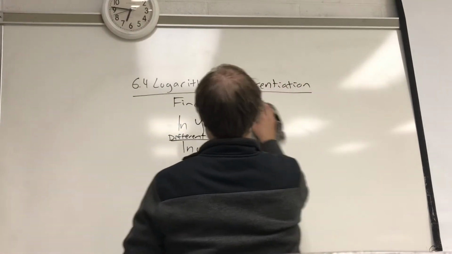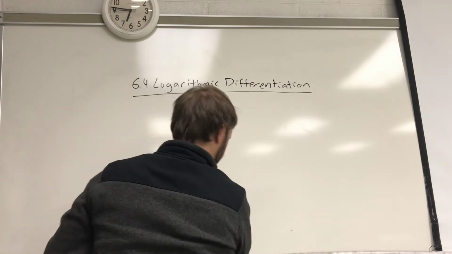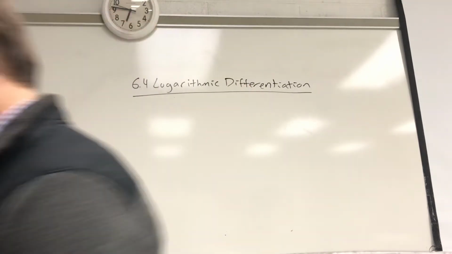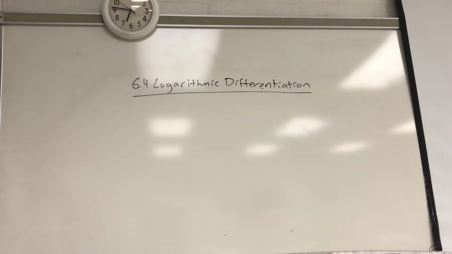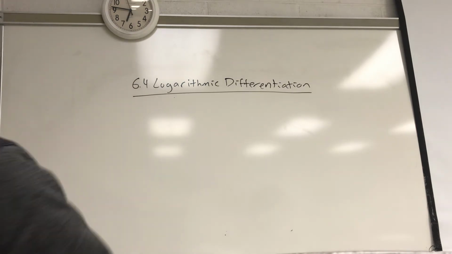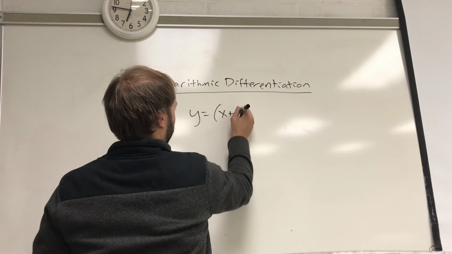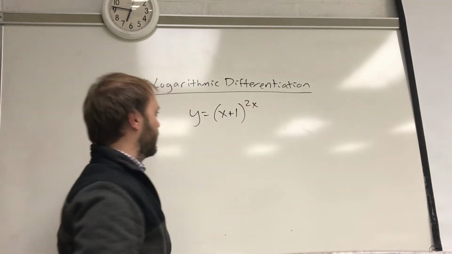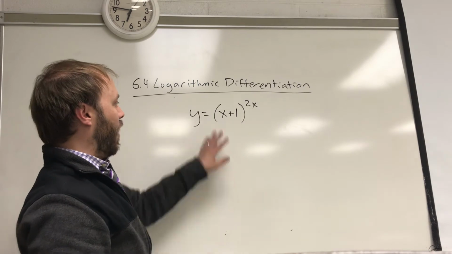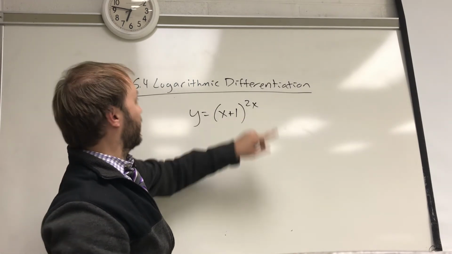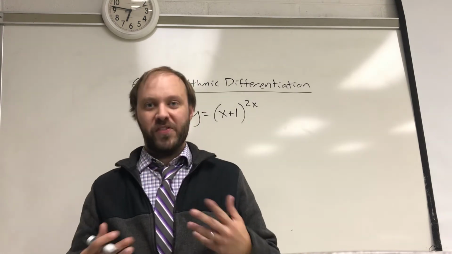All right, let's try one more of these. And actually, I'd really like you to stop the video and see if you can try the process here and then get this to work. All right, let's see here. Let's try y equals quantity x plus 1 raised to the 2x power, okay? So we're trying to find y prime. We've got a variable in the base, we've got a variable in the exponent. We've got both of those here.